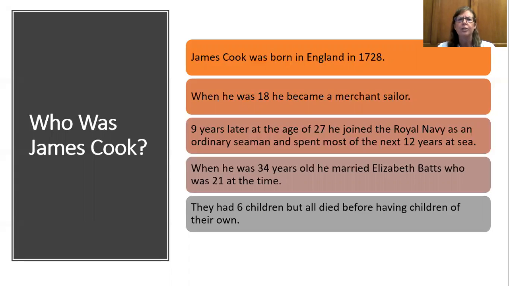9 years later, when he was about 27, he joined the Royal Navy as an ordinary seaman and spent most of the next 12 years at sea, not as a captain, just as an ordinary sailor in the Navy. But in that time, he did progress up through the ranks, and when he was 34 years old, he married Elizabeth Batts, who was only 21 at the time. They went on to have 6 children, but unfortunately they all died before having children of their own. So there are no direct descendants of Captain Cook.